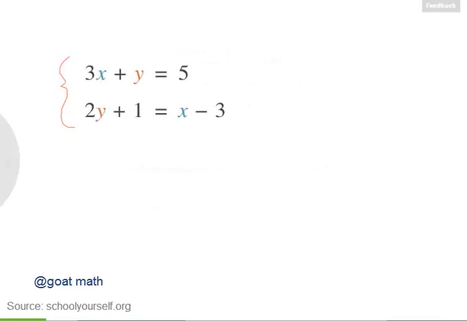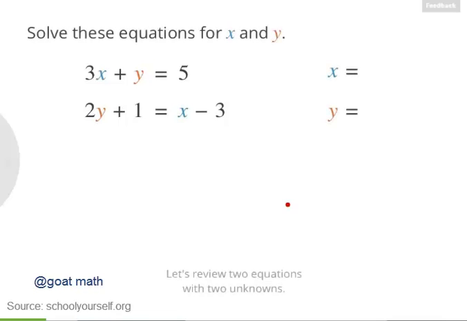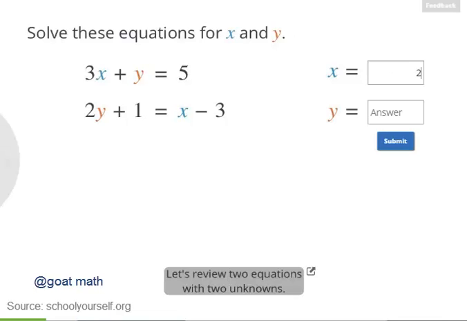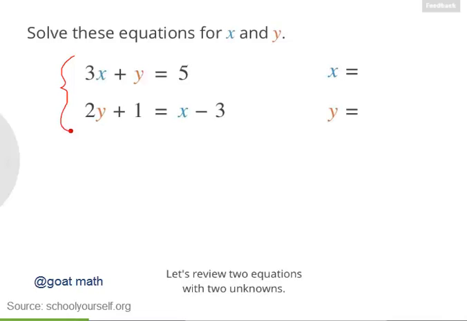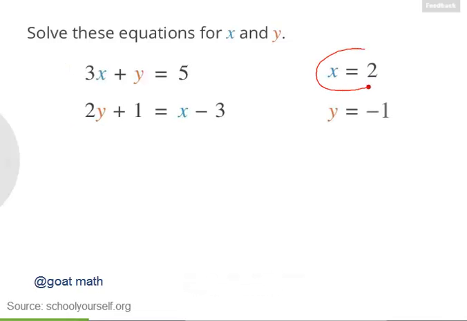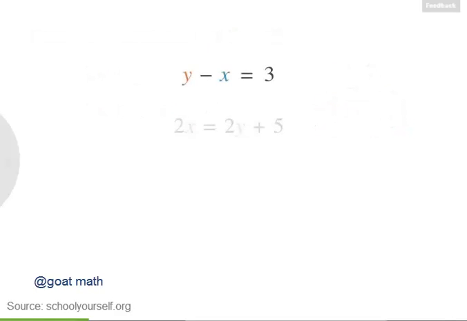So here are two equations with the variables x and y. Try solving these equations or click down here to review. Solving simultaneous equations is tricky work, so feel free to ask for a hint if you need one. Excellent! So for both of these equations to be true, x must equal 2 and y must equal -1. Okay, so let's look at two more equations. y minus x equals 3 and 2x equals 2y plus 5.